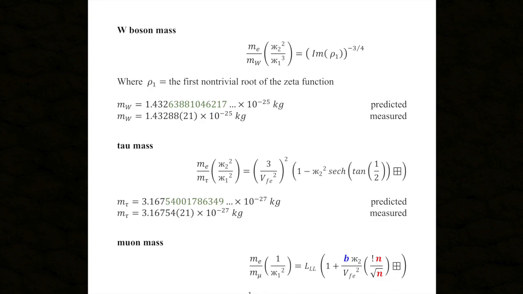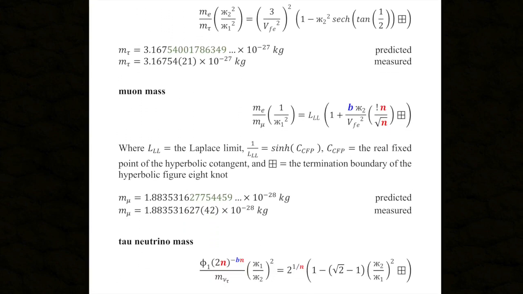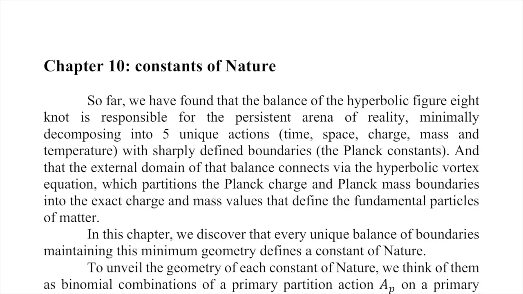Continuing down the list, we see the tau mass and its geometric construction depending on the hyperbolic figure-8 knot's volume, and the hyperbolic secant of the tangent of 1/2, the base hyperbolic split of the hyperbolic secant of the tangent of 1/2 on the terminal boundary. All of this construction is talking about the elementary hyperbolic balance arrangement under a square split division arrangement. The muon mass and the tau neutrino mass and the muon neutrino mass and lepton neutrino mass.